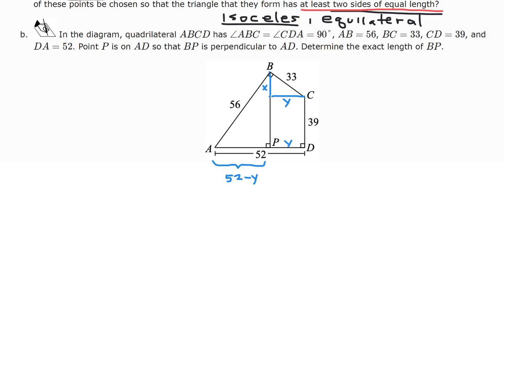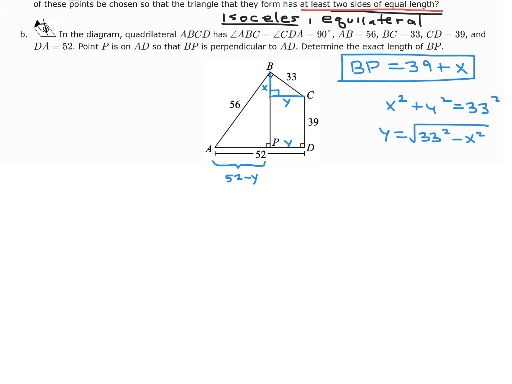So the first thing is in that, and this is the right triangle, x squared plus y squared is 33 squared. So y would be 33 squared minus x squared, all under the square root. And what are we trying to find? BP. So BP is 39 plus x, correct? Yeah. Okay, so I guess that's going to be at the very end. So our whole task here is to find out the value of x. Because once we get that, then obviously we can calculate BP. Okay, where else can I go here?